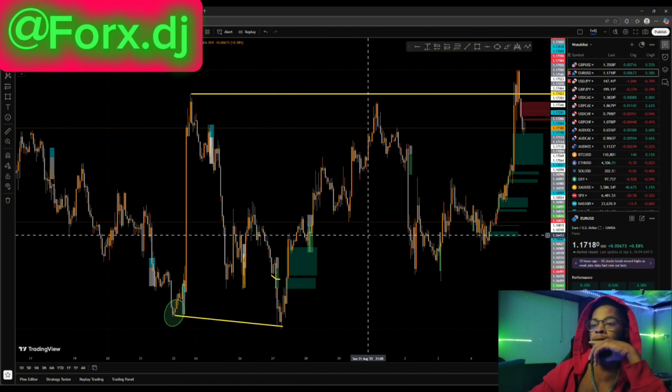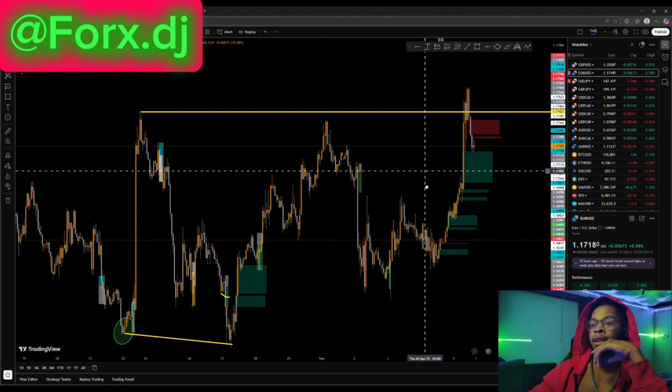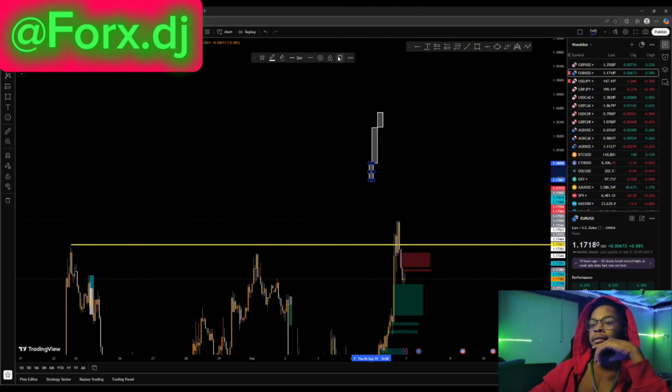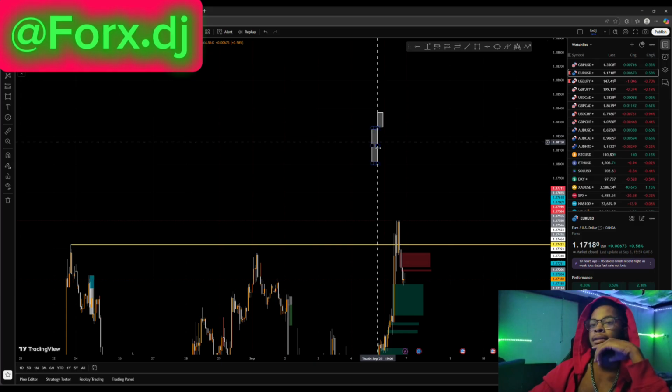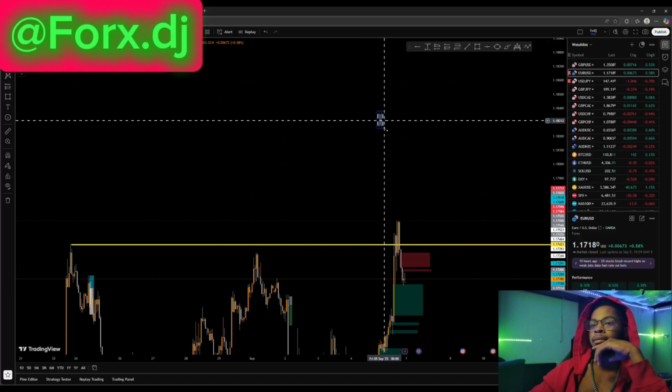Pretty simple, my friend. When one pair breaks a low or a high and the other pair doesn't, that pair that doesn't is your lagging indicator. You know what I'm saying? And SMTs are kind of more rare than fair value gaps. That's why if you see an SMT, you shouldn't take it lightly. You know what I'm saying?